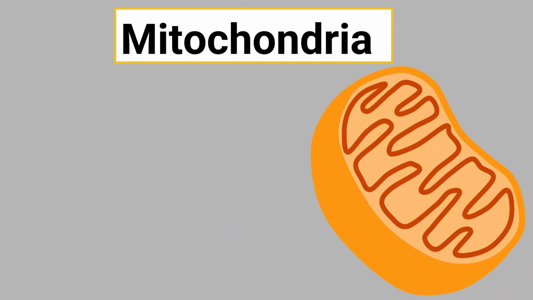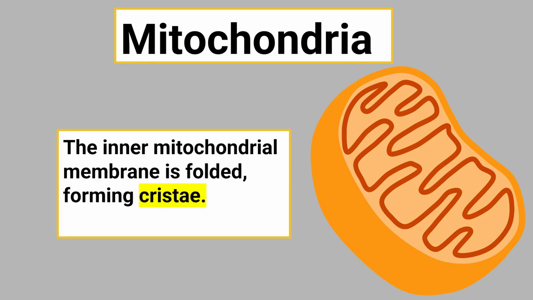Mitochondria. The inner membrane of a mitochondrion is folded, forming cristae. Memorize how the cristae are represented in the drawing of a mitochondrion. The mitochondria are the site of respiration, where the cells produce energy.